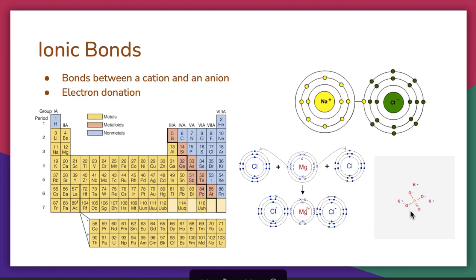Then we come to this diagram, which is an example of how an anion doesn't have to be an atom, and even a cation could be a polyatomic molecule. I have phosphate over here, which is negatively charged, and then there are 3 potassium ions that are sharing their electrons to make this potassium phosphate compound.